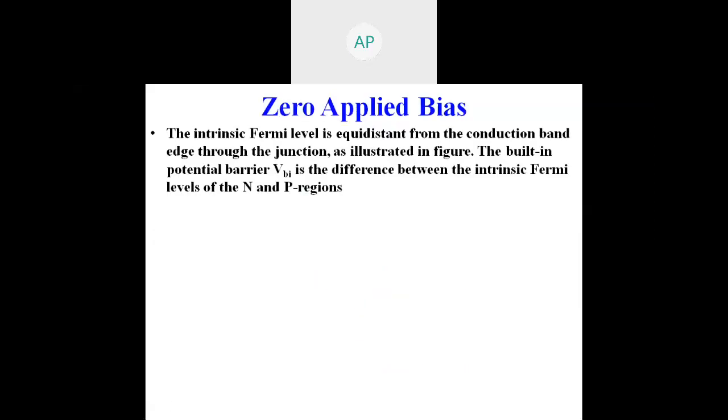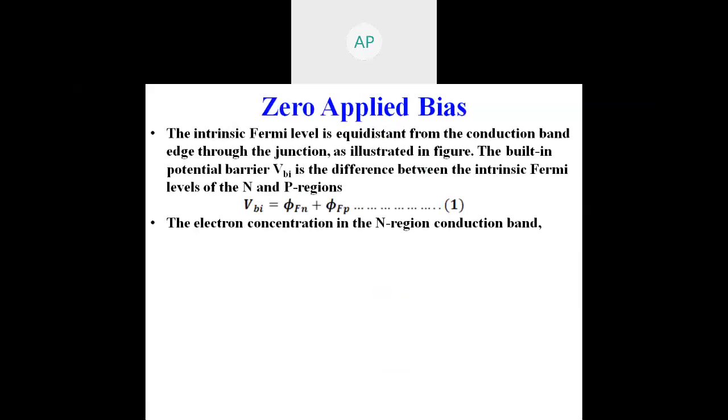So what will we have? Now the discussion on this: what we want to find out is the barrier potential. The intrinsic Fermi level is equidistant from the conduction edge to the junction, as shown in the figure. The potential barrier is the difference between the intrinsic Fermi levels of P and N, given as V_BI equal to phi_Fn plus phi_Fp.